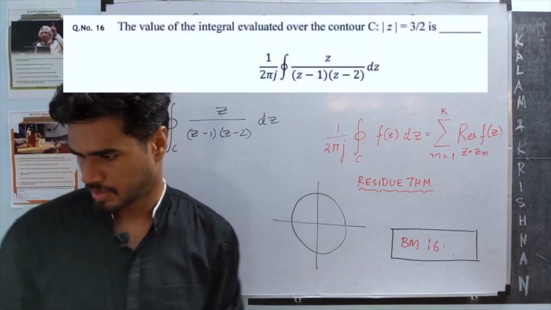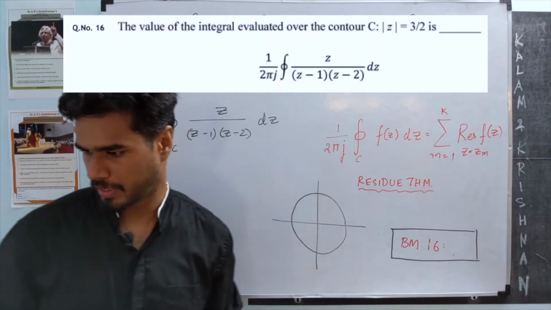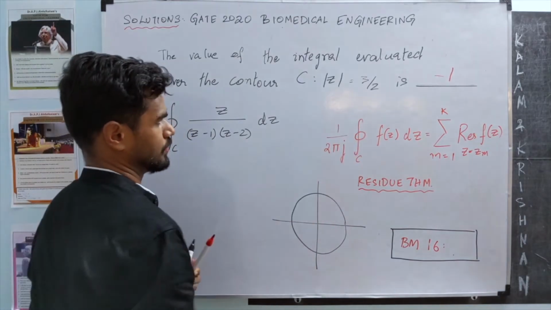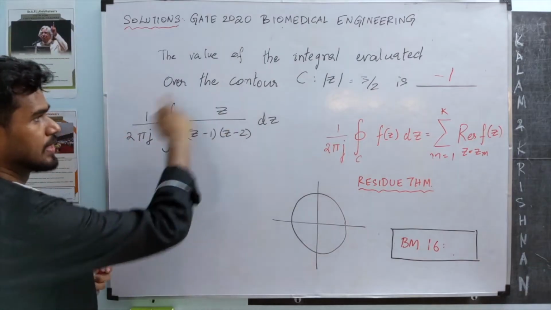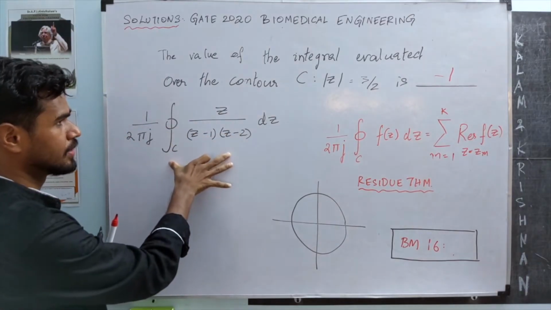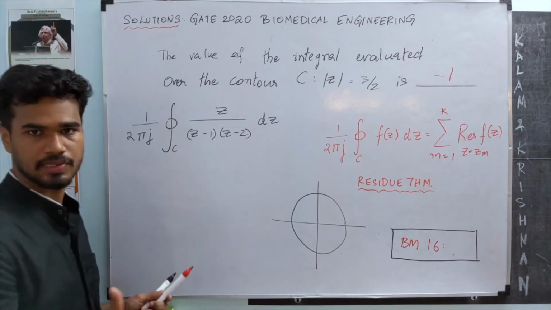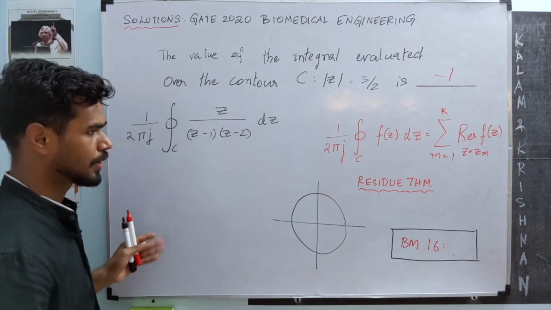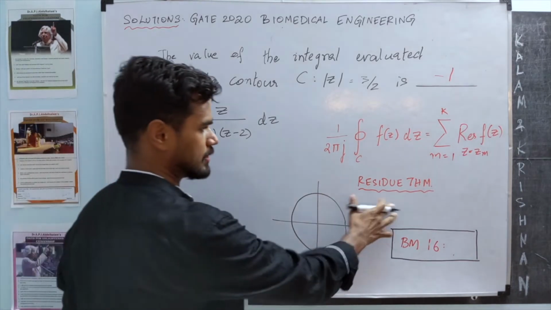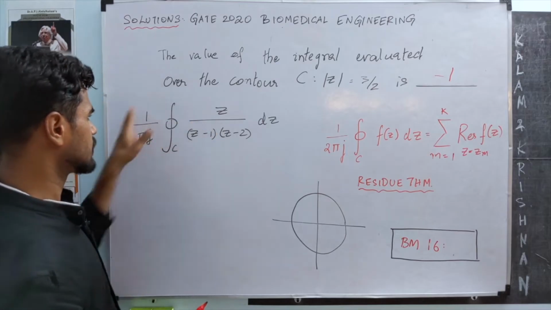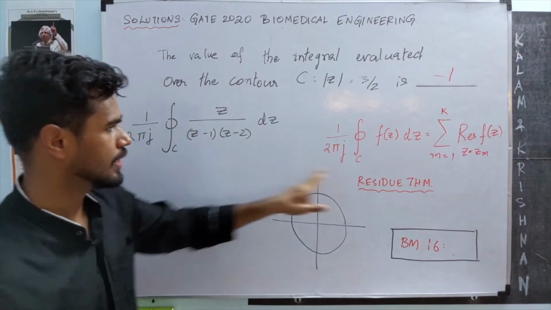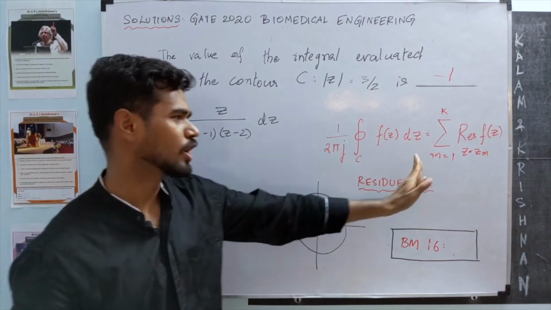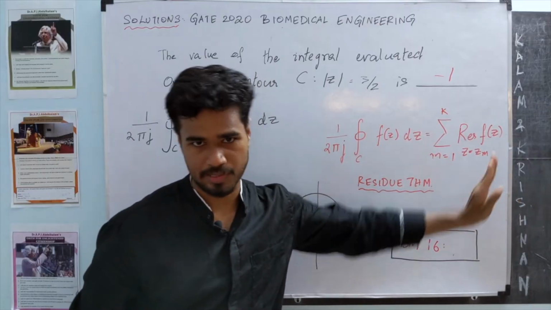16th question. It's a question from math. The value of the integral evaluated over the contour C, mod z is 3 by 2, is dash. So we are given this integral, we need to find its value, right? This is again one of the easiest problems from analytical functions, okay, and the answer boils down to applying the residue theorem. Given any integral like this, we have a function inside it, right? Given any integral of such a function, that is going to be the sum of residues. That's all the theorem says.